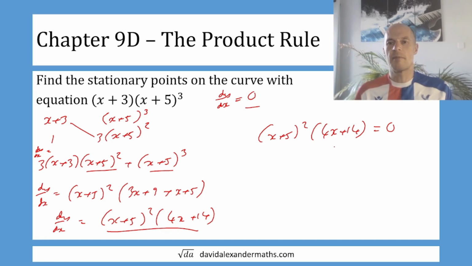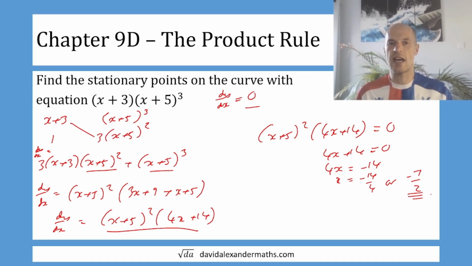Okay, so therefore it could be 4x plus 14 that equals 0, in which case 4x is negative 14, in which case x is negative 14 over 4, or minus 7 over 2. So that's one x value, and the other one is x plus 5 squared equaling 0, so x plus 5 equals 0, so x is negative 5. So these are the two x values.